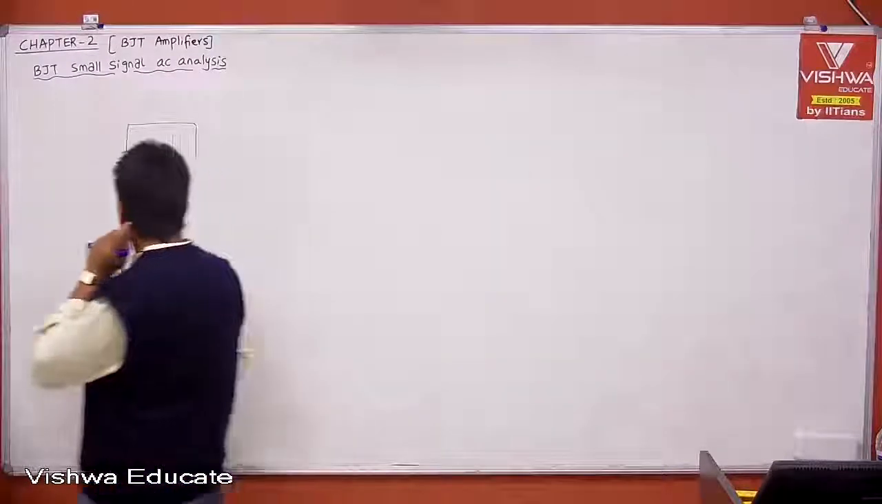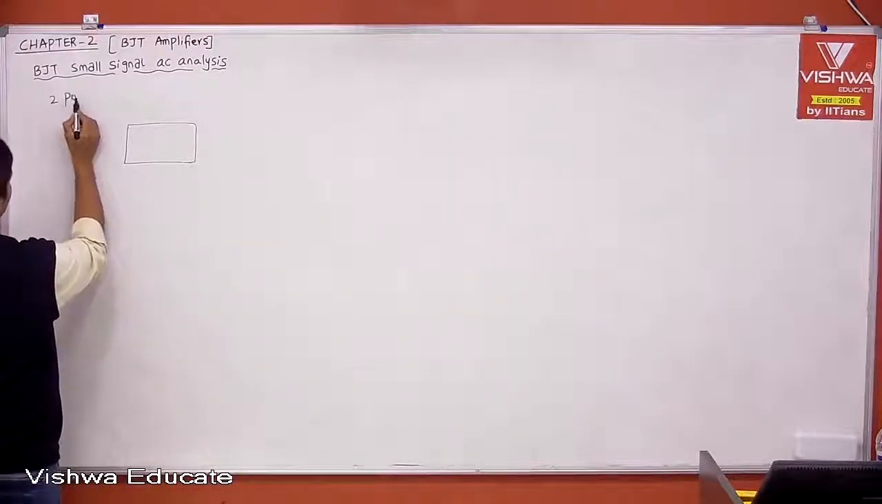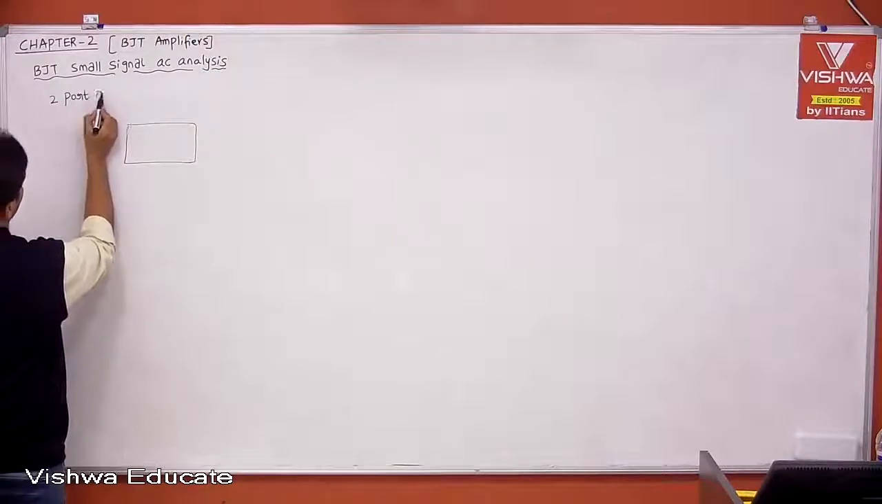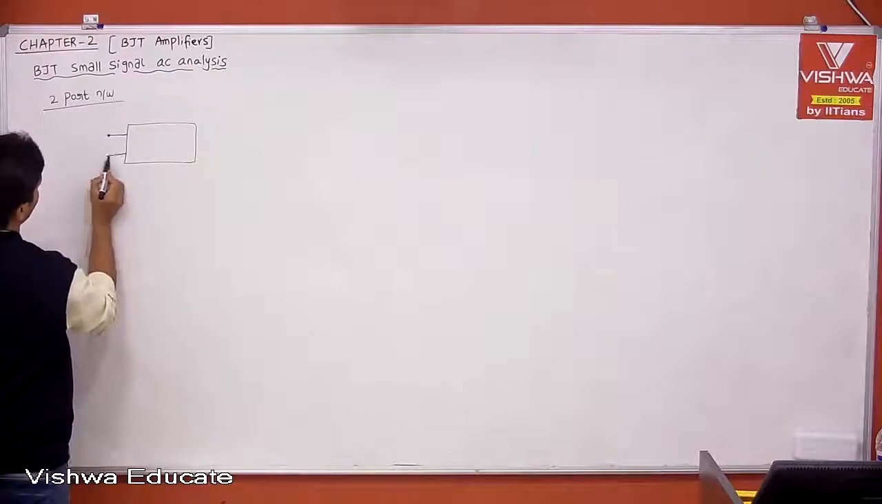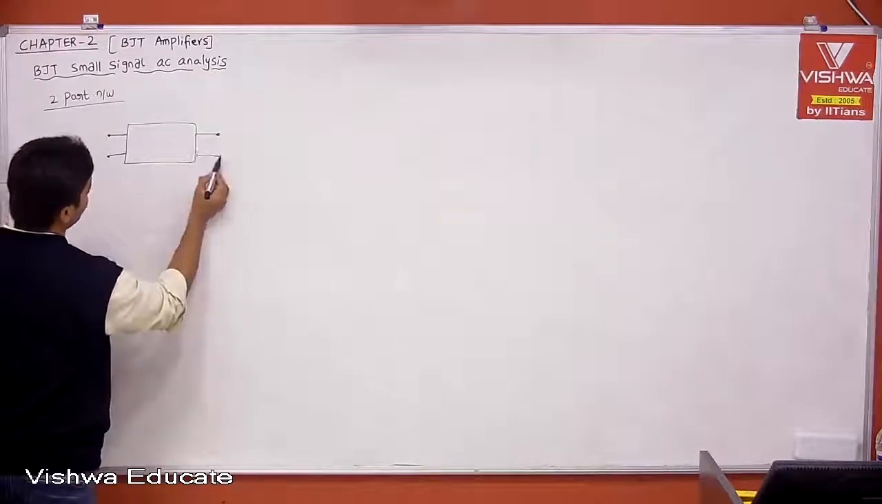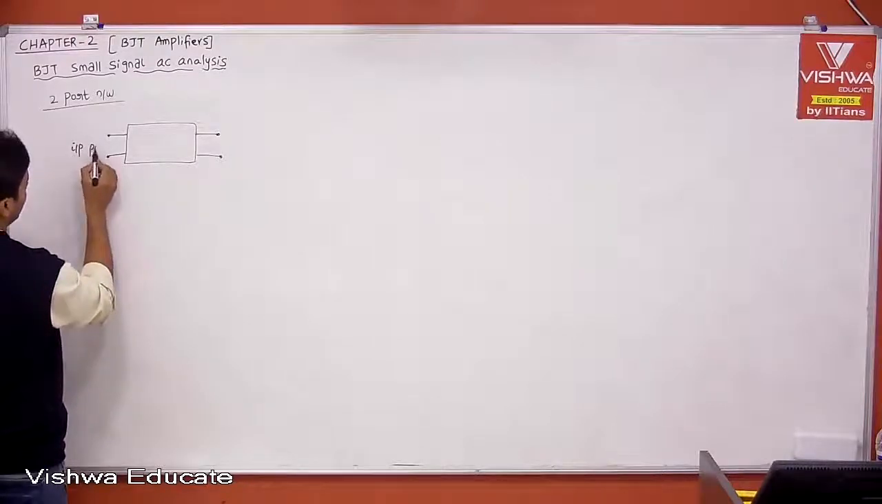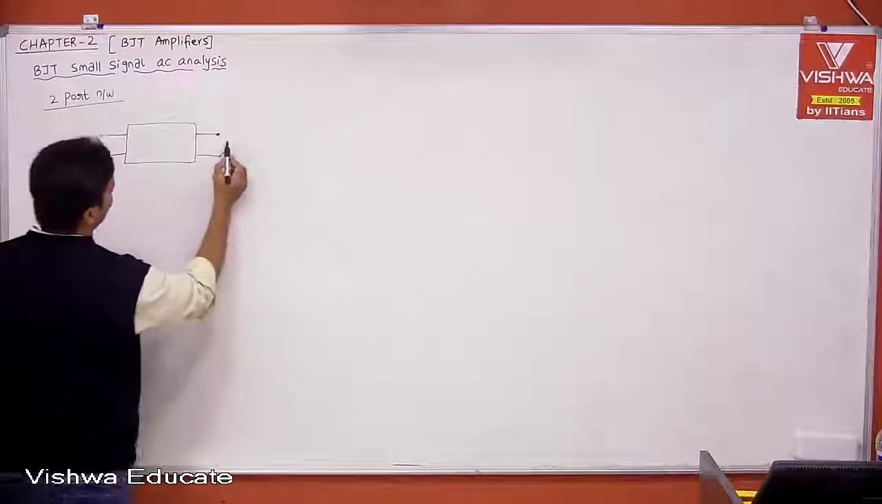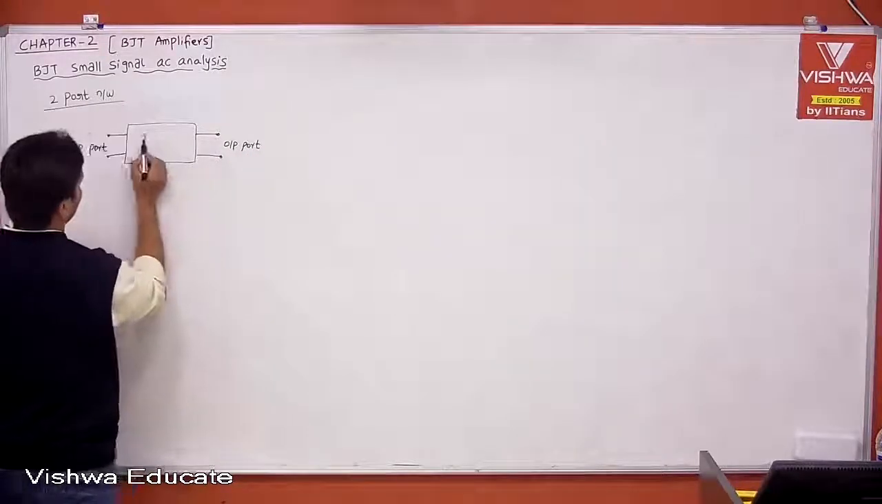Okay. Now, when you consider a two-port network, it is defined with two ports, right? What is a port? A pair of signals. Therefore, this is your input port, and this is the output port. Therefore, this is your two-port network.